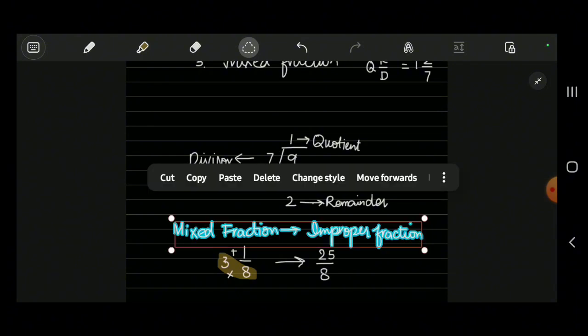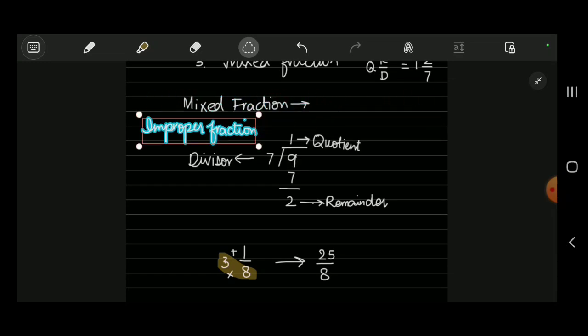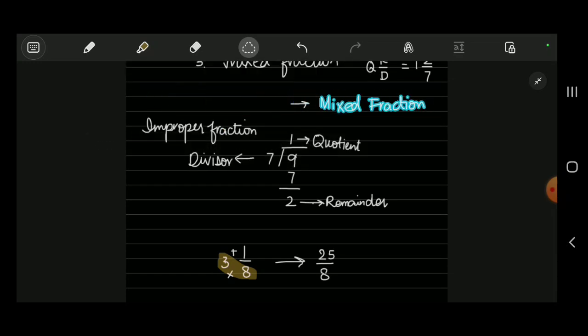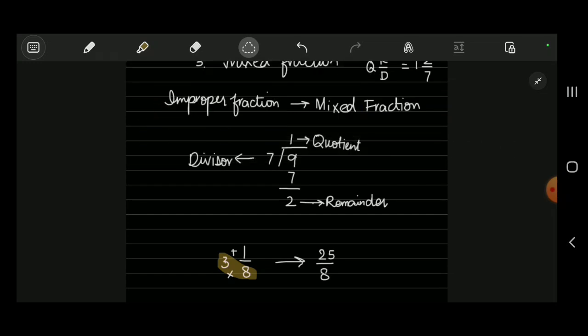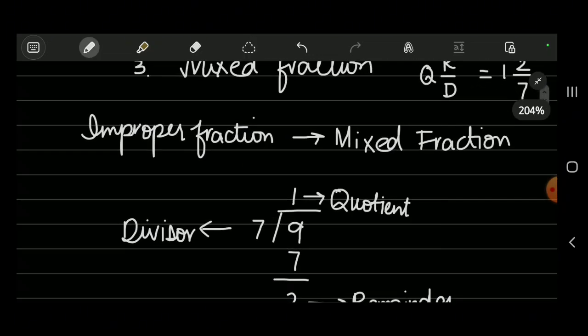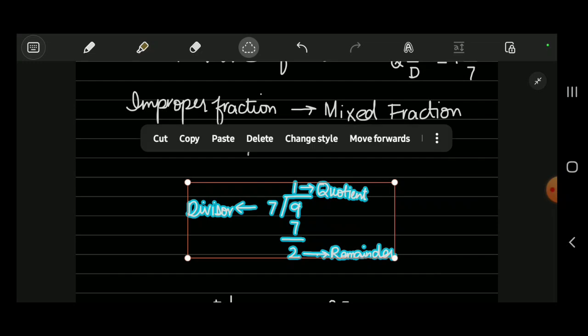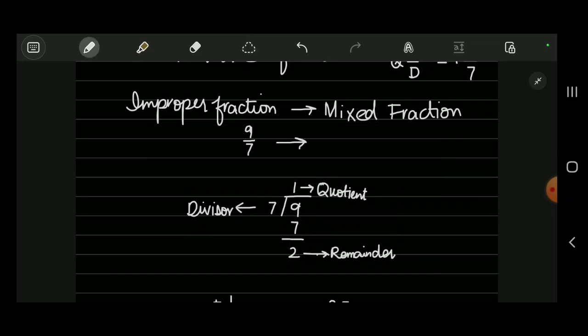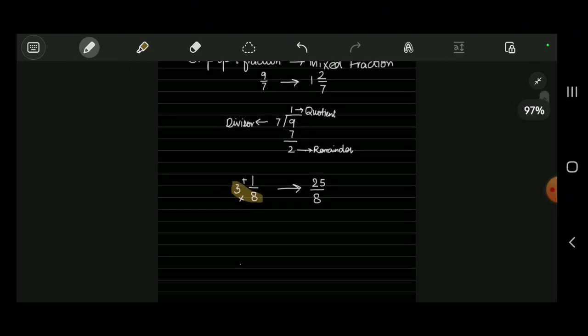that if we want to change an improper fraction to a mixed fraction, this is how we do it. We divide it. Okay, this was actually 9 by 7. When we divide it, it changes into 1 2 by 7. Okay, this is how we do it.